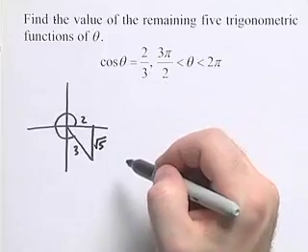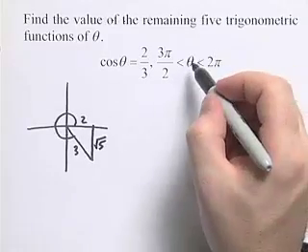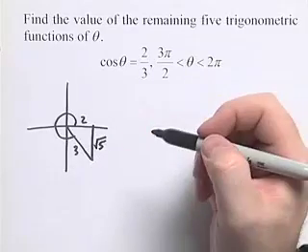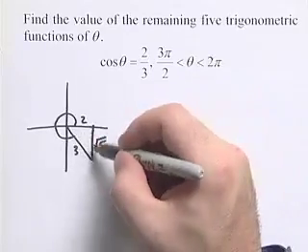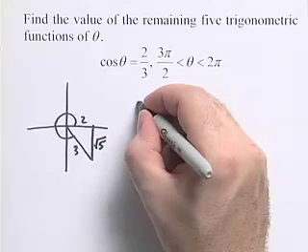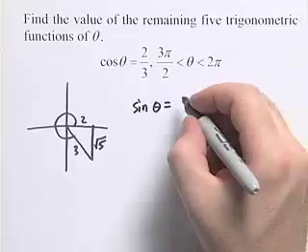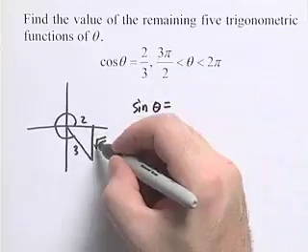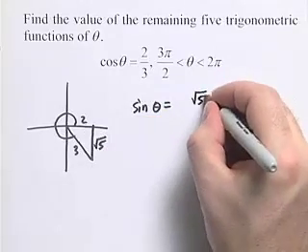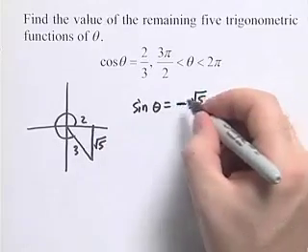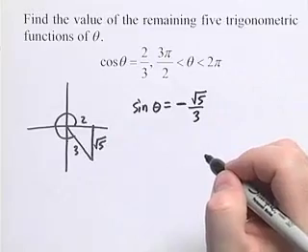When we find our trigonometric function values, we need to remember that theta is in quadrant 4, because that's going to affect whether the result is positive or negative. We're going to use this as our reference triangle. We want to find the sine of theta. Sine is the opposite over hypotenuse. So we'll have the square root of 5 over 3. But in quadrant 4, sine is negative. So sine of theta must be negative square root of 5 over 3.